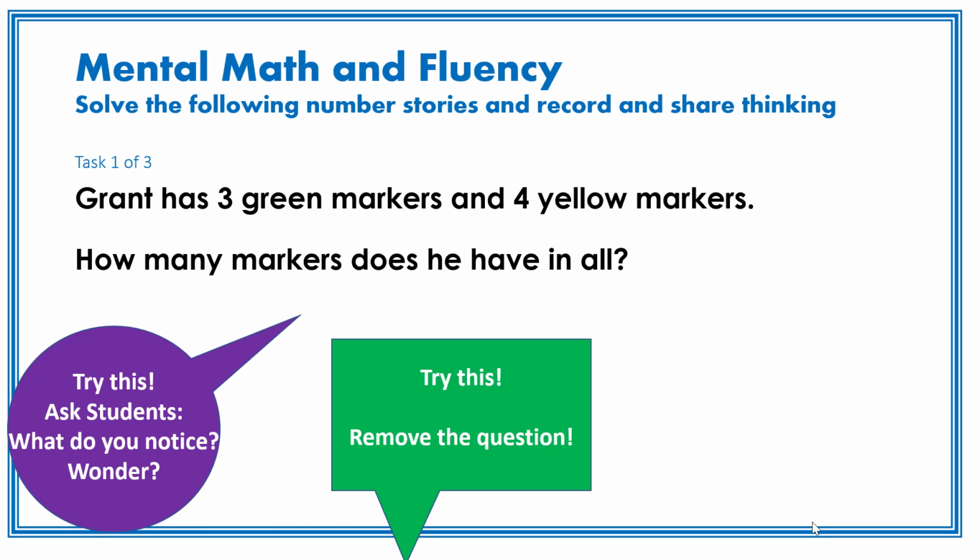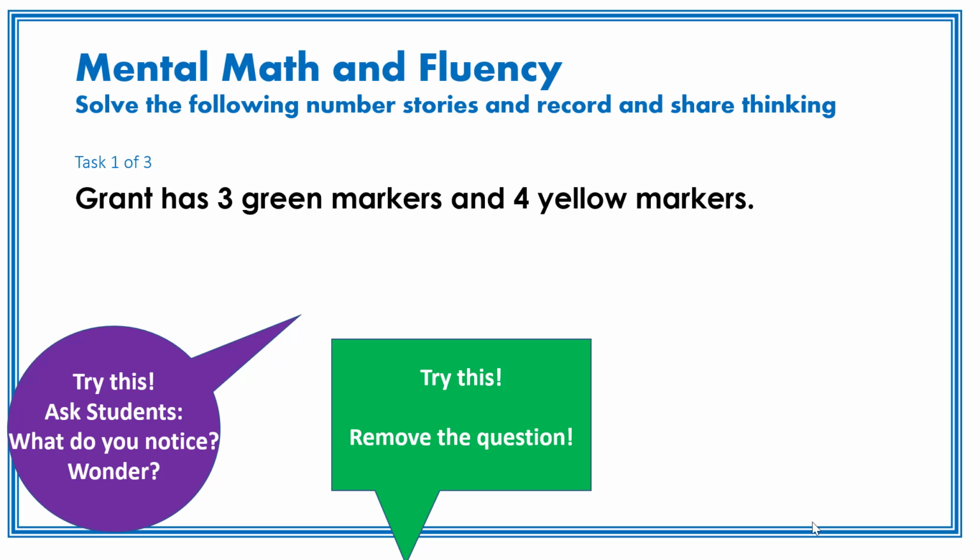Another ready-to-go idea is to remove the question. What happens when we just ask students to engage in the idea of Grant has 3 green markers and 4 yellow markers? Having students turn and talk, you can feel lots of things. It's relaxing the demand on language. It's also relaxing the anxiety that we have when we put a focus on just getting the answer. So when we really step out and think about the situation, it adds a whole other layer of comprehension for all students.